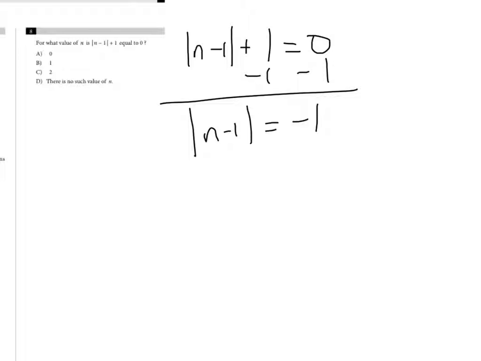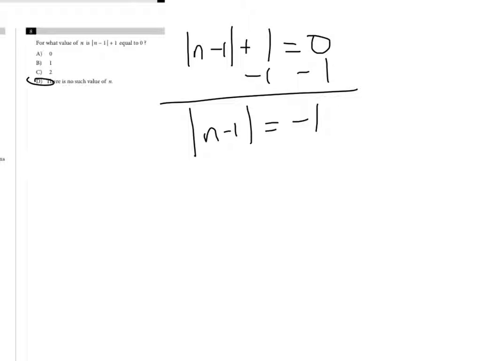And this is where I say we're done. Let's look at what we have here. Absolute value of n minus 1 equals negative 1. Is that possible? Can we plug in a number for n such that when we subtract 1 and take the absolute value of it, we get a negative number? That is not possible. Whatever you do to the inside of absolute value, it should come out as a positive number in the end. In this equation, we're getting a negative number. So the answer to this one is D. There is no such value of n.